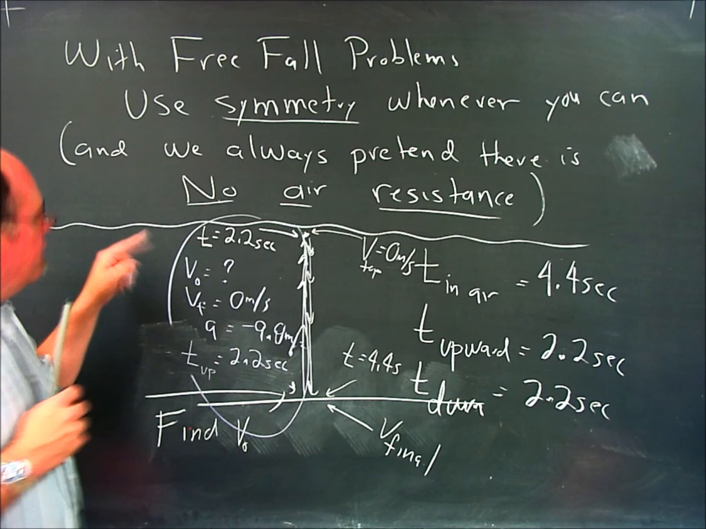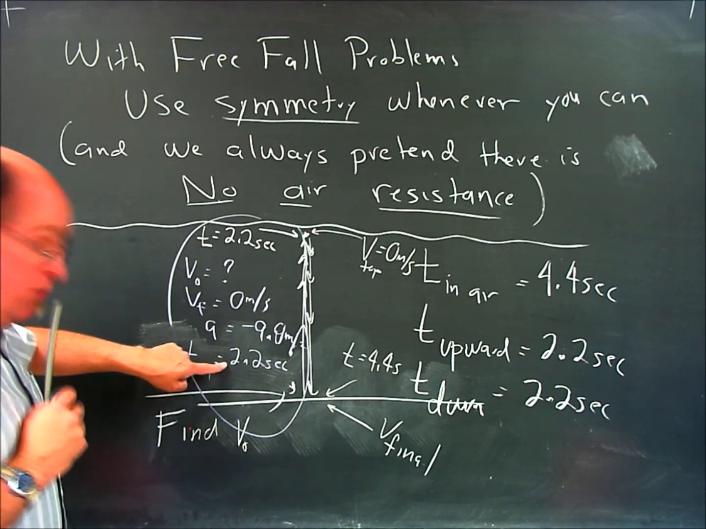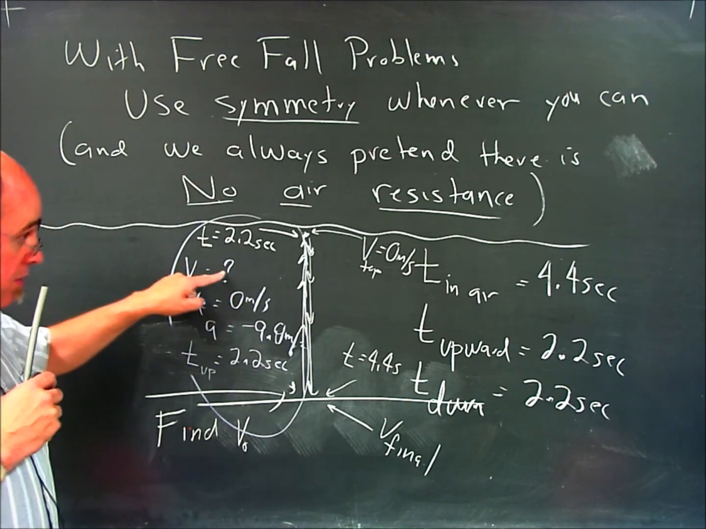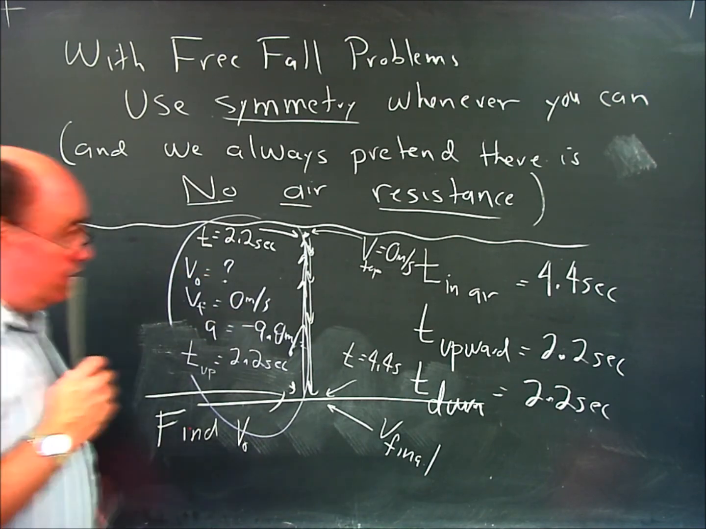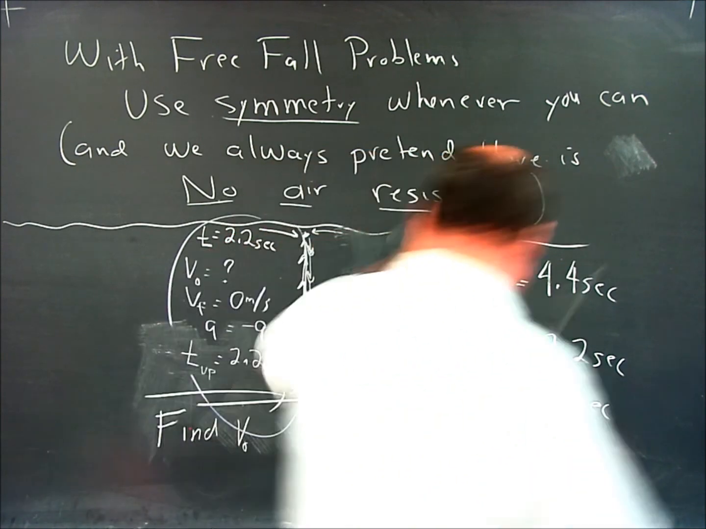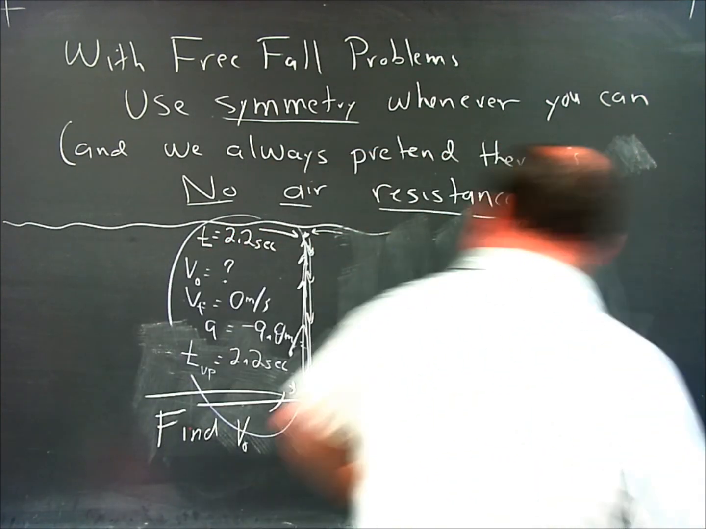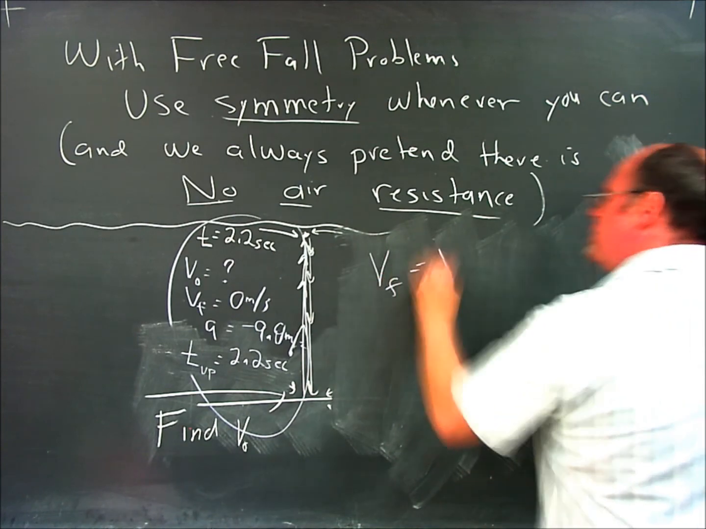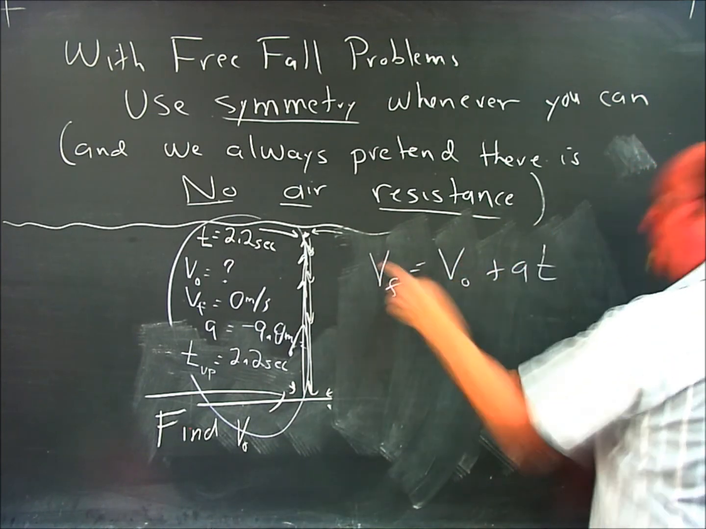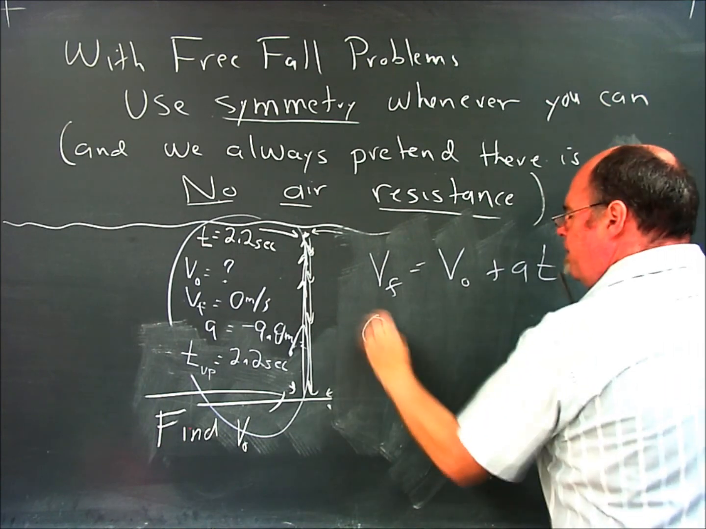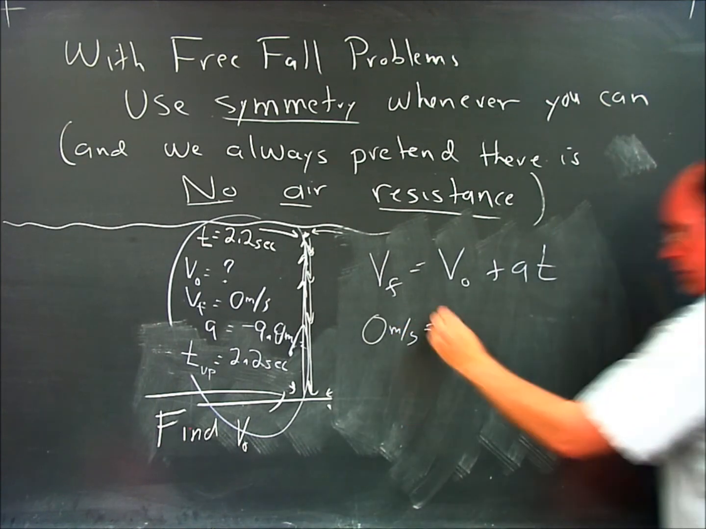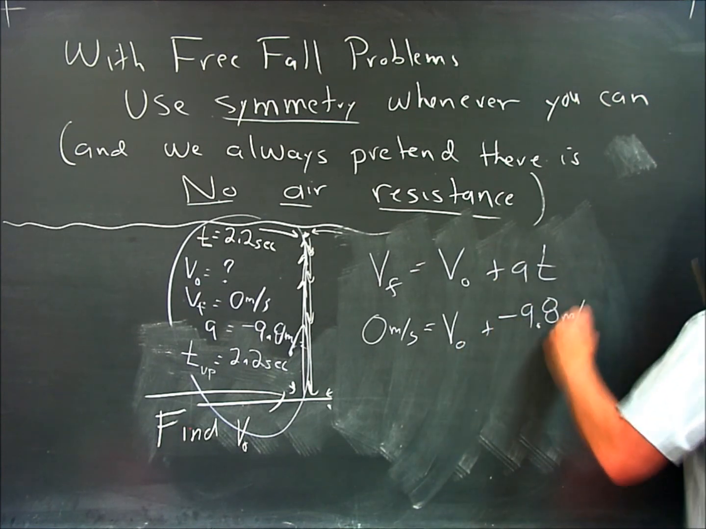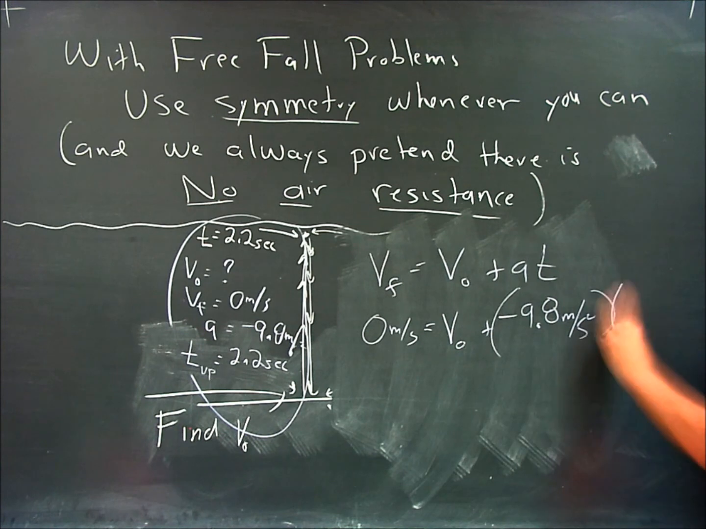So with these three givens, the time upward is 2.2, the acceleration is negative 9.8, and the final velocity is 0. I should be able to come up with a formula to figure out what the initial velocity is. And the formula I would use would be V final equals V initial plus A times T. The final velocity would be 0. The initial velocity is unknown. The acceleration is negative 9.8. And the time is 2.2 seconds.